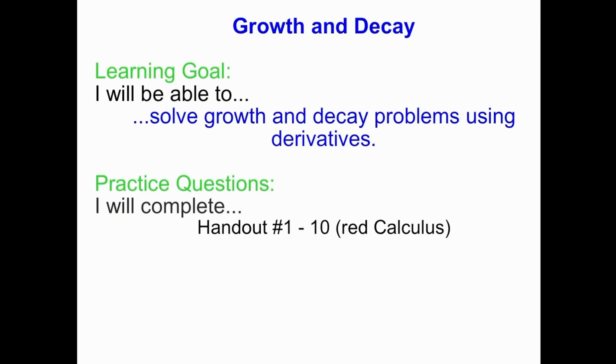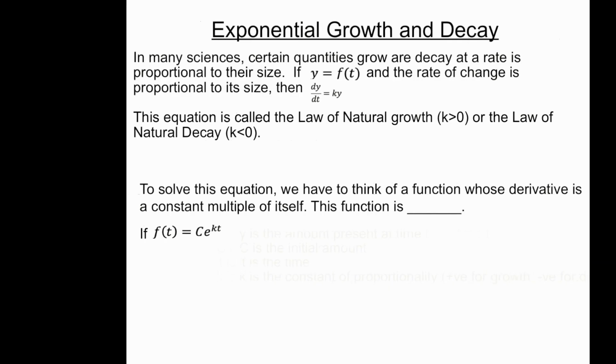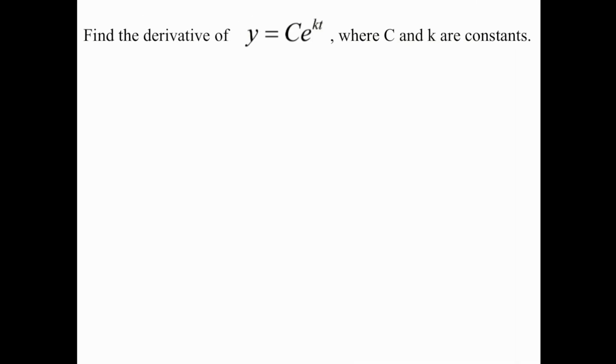At the heart of this topic lies a simple yet profound question. How does a quantity evolve over time when its rate of change depends on its current state? This actually leads us to an equation, and you may be familiar with this growth and decay equation of y equals c e to the kt.